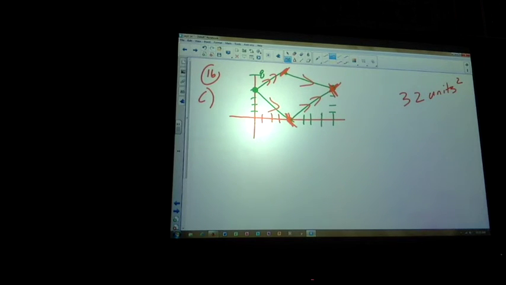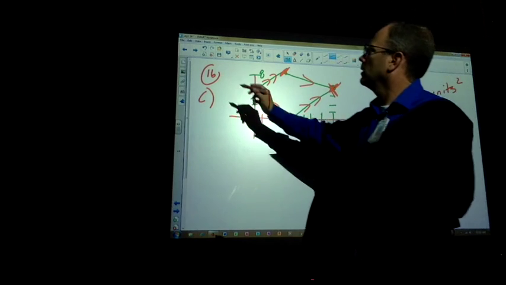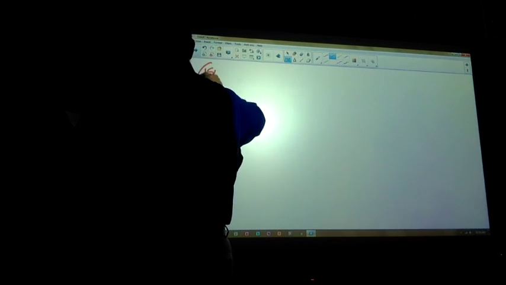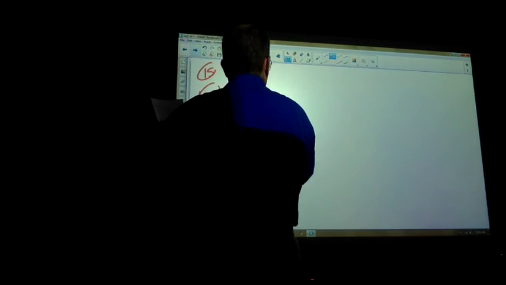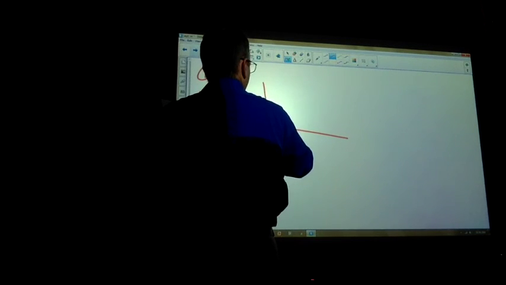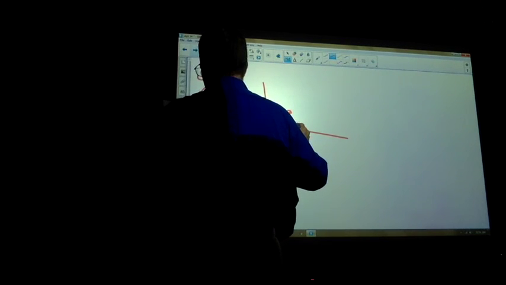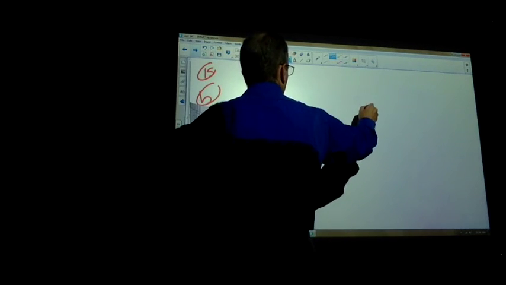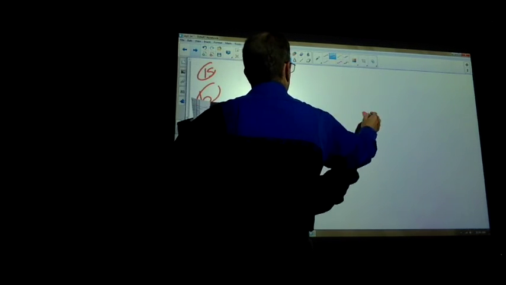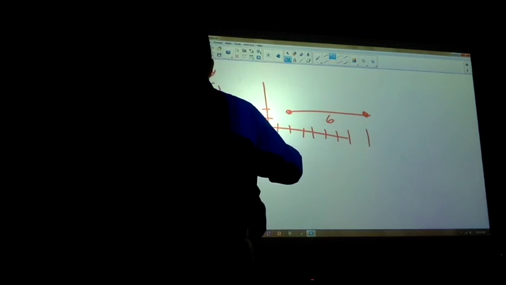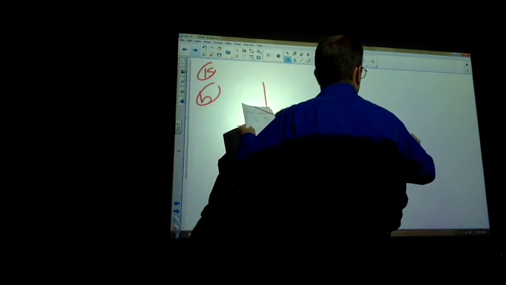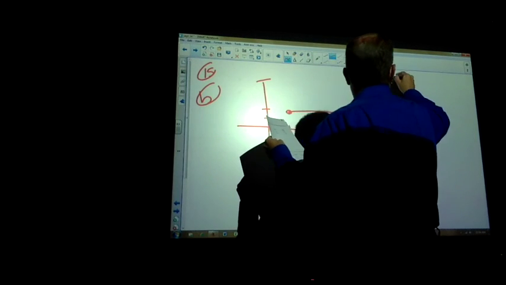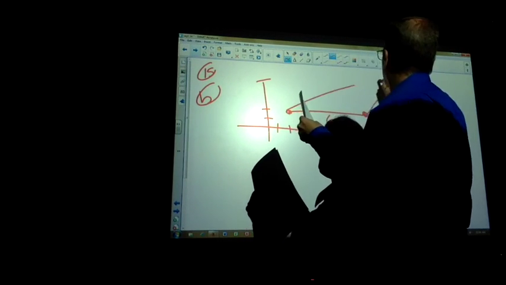Yeah. Can you do 15B, please? I'm sorry, you hear? 15B. 15B. Yes. All right, so we have 2, 2. We have 8, 2. 5, 6, 7, 8. So you know that distance is 6, right? And then you have 10, 6. So it looks like that.